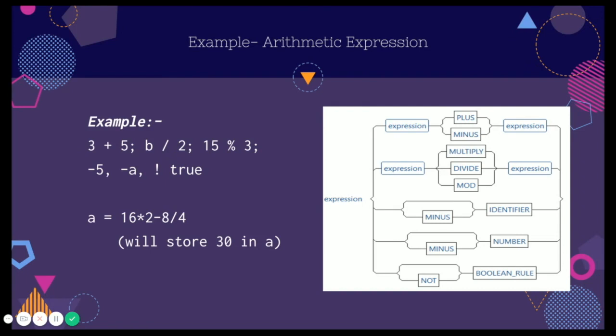In the example given here, a will store the value of 30 as 16 multiplied by 2 and 8 divided by 4 will be calculated first as they have higher precedence. The next few slides cover the comparison and logical operators included in Nirvana.